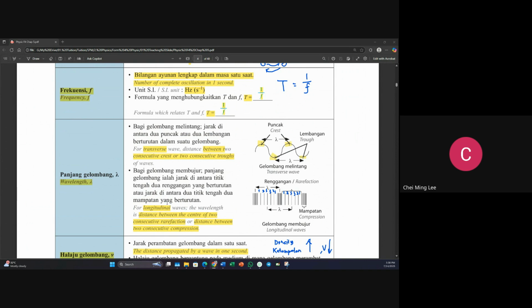While for longitudinal, it is actually between the centers of two consecutive rarefactions. Normally, you can measure this from center to center, or the distance between two consecutive compressions. So from compression center to compression center, that's lambda.